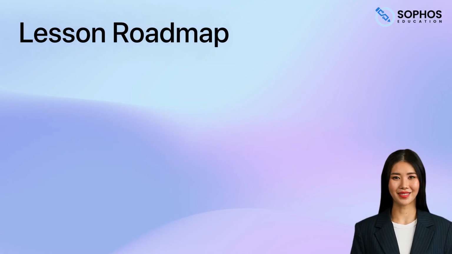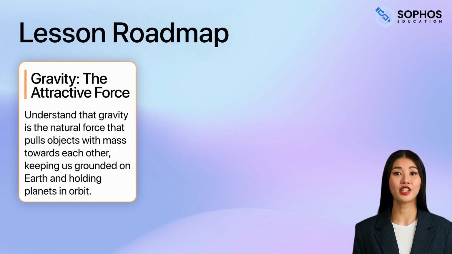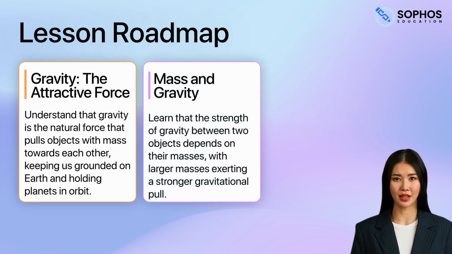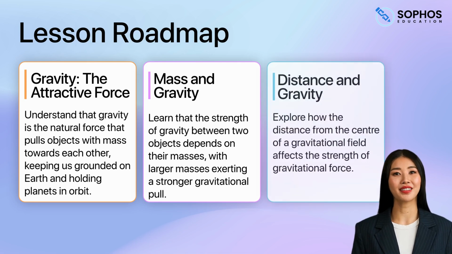We will begin this lesson by understanding that gravity is the natural force that pulls objects with mass towards each other, keeping us grounded on Earth and holding planets in orbit around the Sun. Next, we will learn that the strength of gravity between two objects depends on their masses, with larger masses exerting a stronger gravitational pull. Finally, we will explore how the distance from the center of a gravitational field affects the strength of gravitational force.